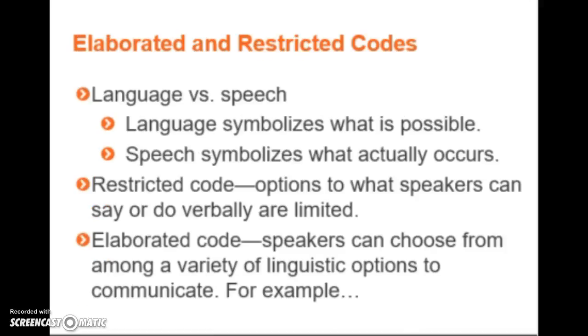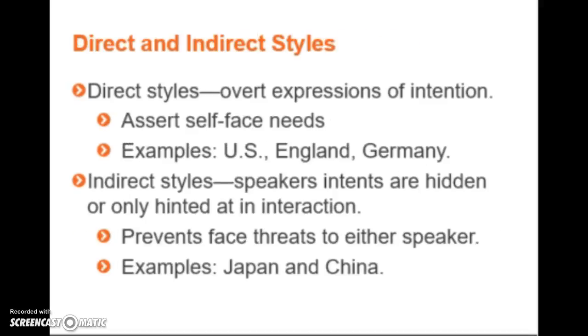And so language, what it ultimately is, is a restricted code, because our language is limited to what we're actually able to say, our vocabulary. If you have a smaller vocabulary, you're limited in terms of what you can actually say. So it can become, in itself, a barrier to communication. And that's not even taking into account what we might call direct and indirect styles of communication.